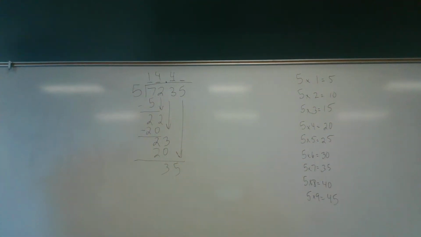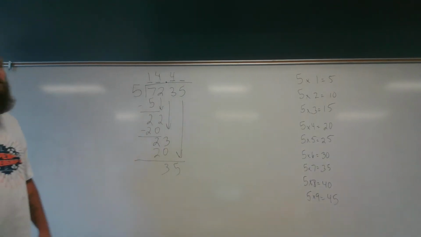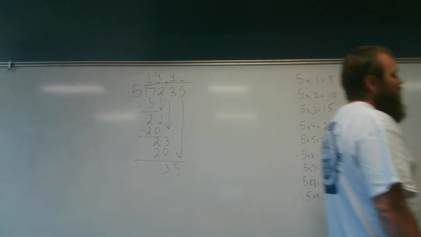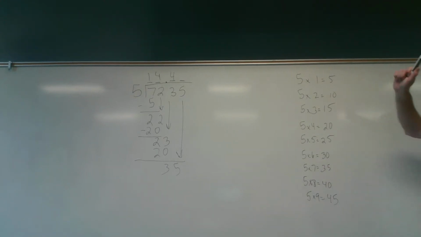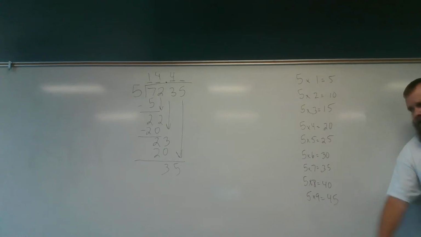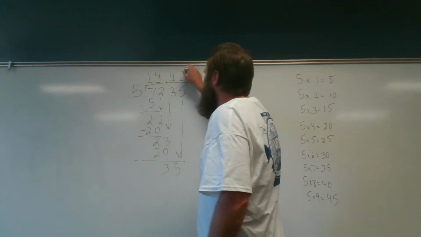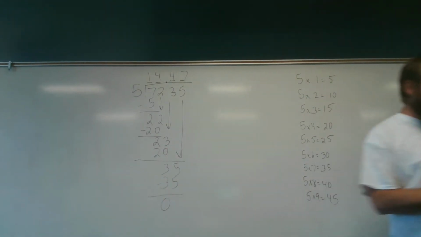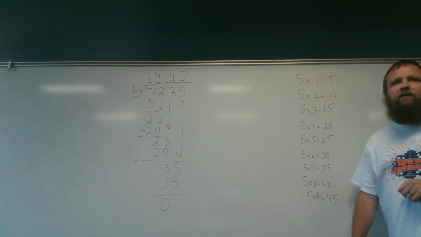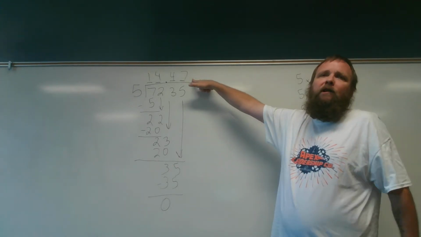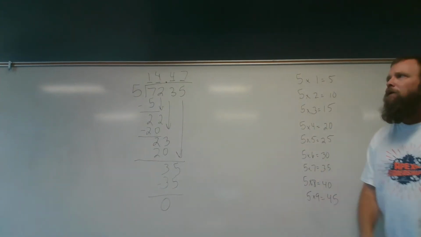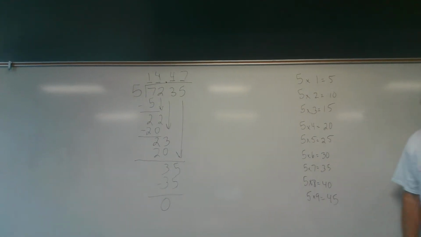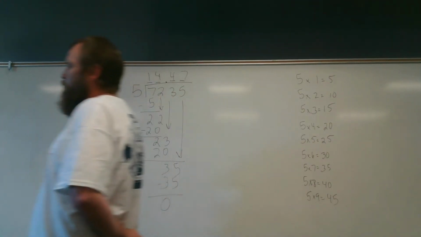Now, Jaron, I look here, and I need to take 5 into 35. I need to find a multiple of 5 that is closest to 35 without going over, and it is 7, because 5 times 7 is 35. So I have nothing to bring down. Colin, how do I say this number correctly, like you're a 5th grader, not a 2nd grader? 14 and 47 hundredths.